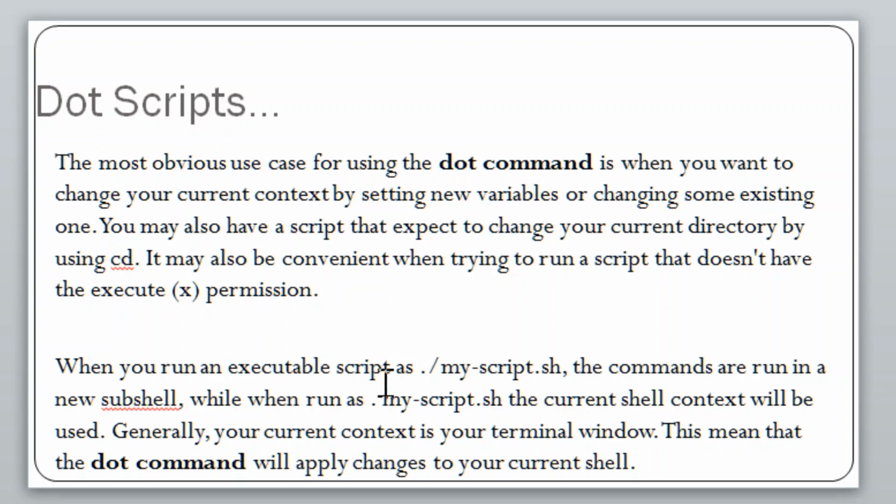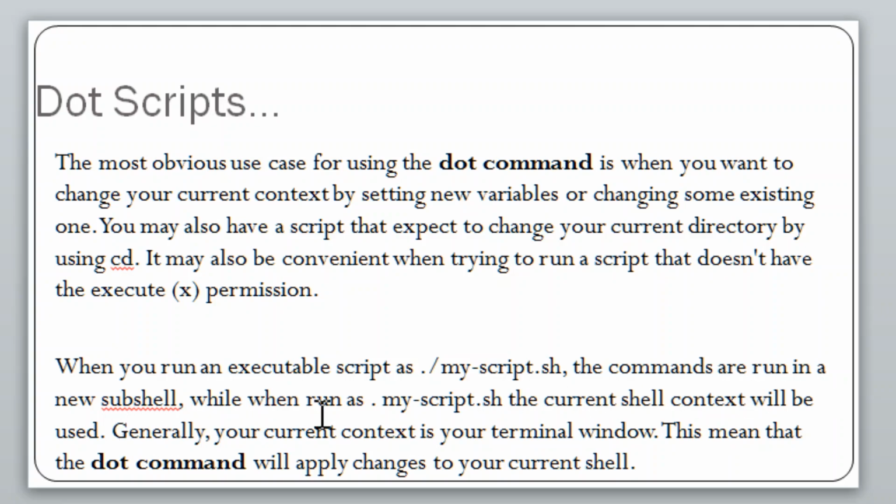So when you run an executable script, it's dot slash and then whatever your script is, in this case myscript.sh. The commands are run in a new subshell. While we run as period space myscript.sh, the current shell context will be used. Okay? So read that again. When we do it this way, and this isn't to be confused with the dot scripts, right? This is a different way to run scripts that we've done in the past. It says, hey, look at my current directory and run the script. This way it gets run in a new subshell. When we do period space myscript.sh, the current shell context is used.